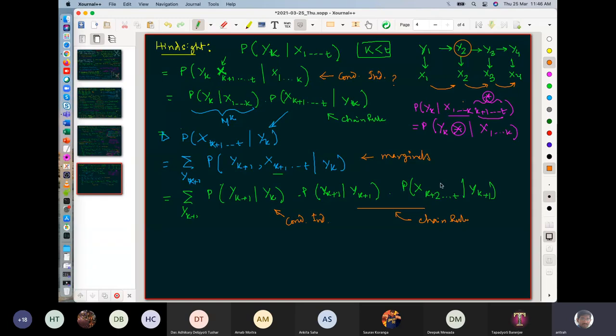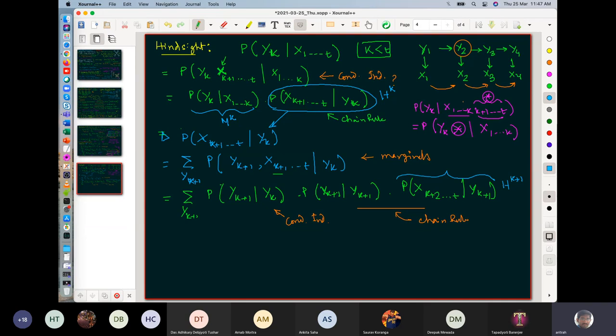Now you can see where I reached with this. Again, in a recursive formulation. In hindsight, what we want to do is to see yk with respect to this. I have this formula, which is moving into this formula. This formula says xk plus 1 to t. This formula says xk plus 2 to t when yk plus 1 is there. So if I denote this formula as hindsight of k, this formula would be hindsight of k plus 1. Agreed? So I got a recursive formulation.